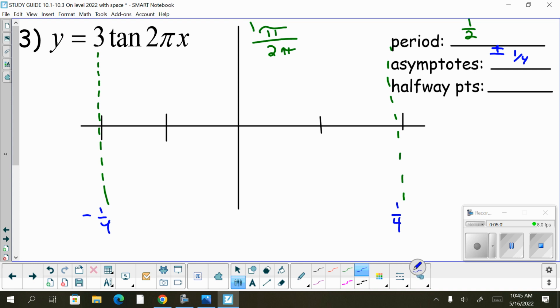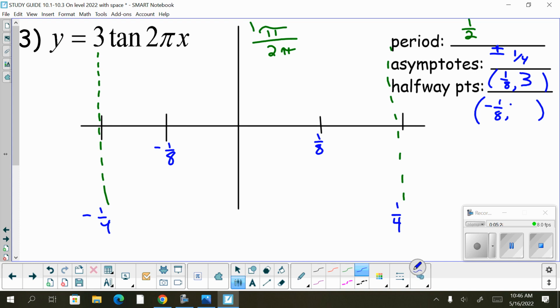Plus or minus 1/4. Next, you're ready to do your halfway point. You cut your 1/4 in half, and that'll be a 1/8 and a negative 1/8. Now, the halfway point is an actual coordinate. It's 1/8 comma a and negative 1/8 comma negative a. Do you know what your a value is on this problem?